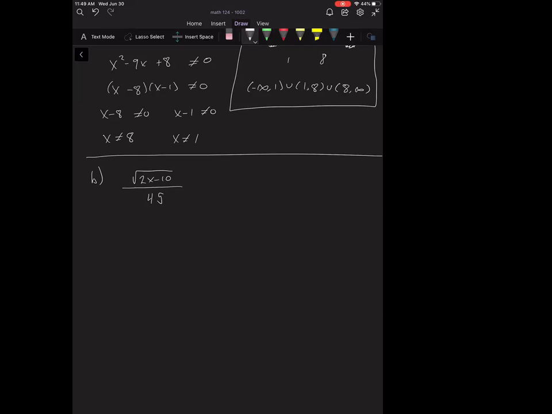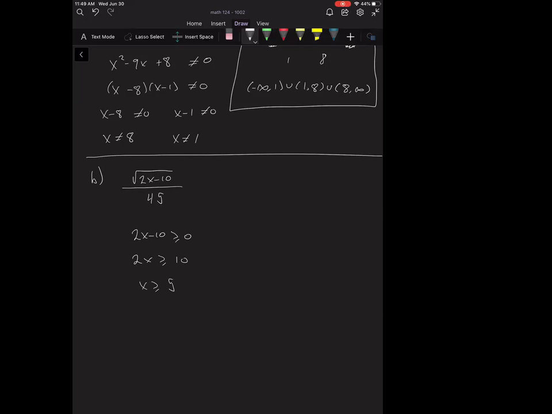And when we have square roots, the inside of the square root just has to be bigger than or equal to 0. So the only thing required for this problem is that 2x minus 10, which is the inside of our square root, needs to be bigger than or equal to 0. So if we add the 10 over, we get 2x has to be bigger than or equal to 10. We divide by the 2, we get x has to be bigger than or equal to 5.